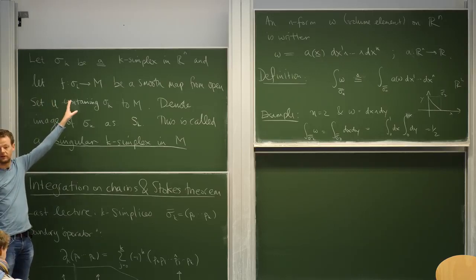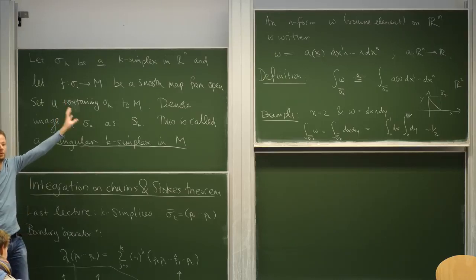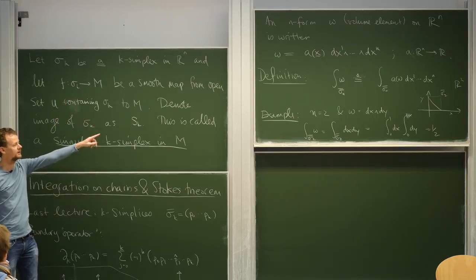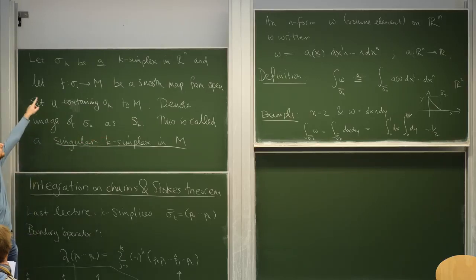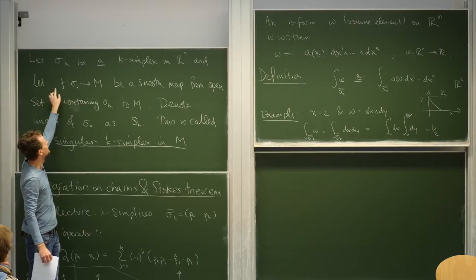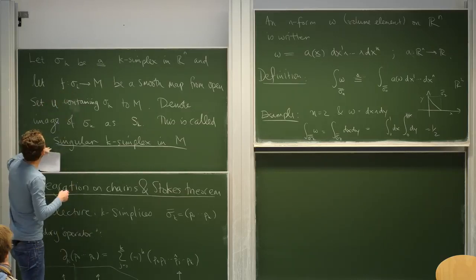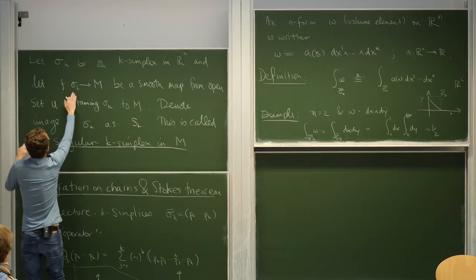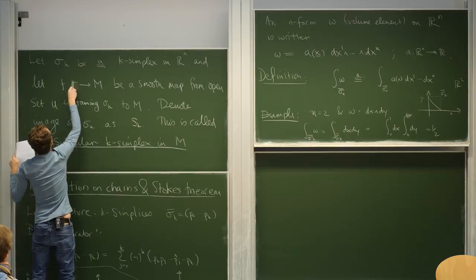Let's have a k-simplex in R^m, not the standard k-simplex, but just a k-simplex. So it's a convex combination of a bunch of points, but not necessarily the ones on the axes with unit length, unit norm. And let F be some map. Sorry, this is R^n here.